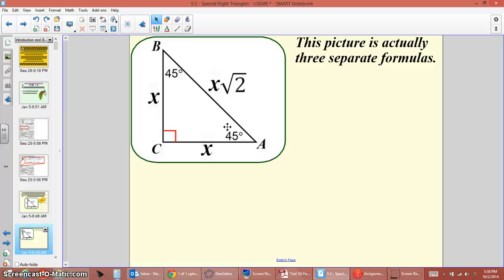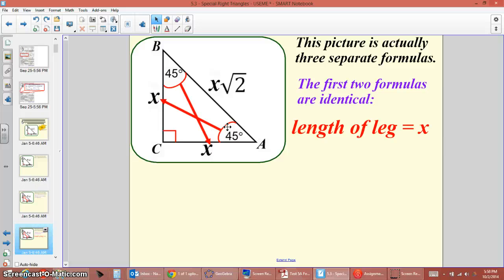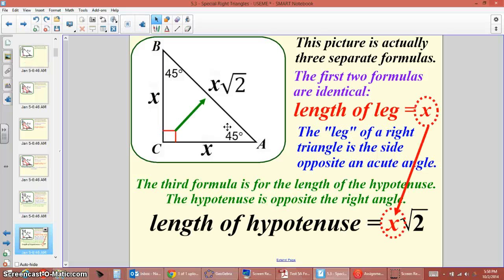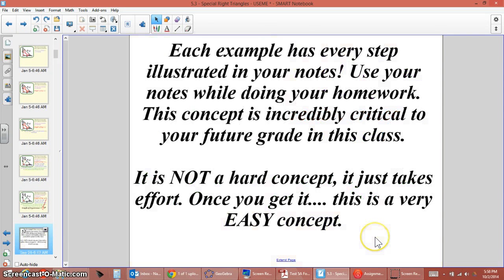Okay. So, the picture actually forms 3 separate formulas. Now this is the long, slow way to do it. We have x, and x root 2. So the length of a leg is x. The length of the hypotenuse is x root 2. So we're going to use these in conjunction. We say x and x root 2. Each example has every step illustrated in your notes. Use your notes while doing your homework if you get stuck. It's not hard. You just have to follow along and you'll get it eventually.